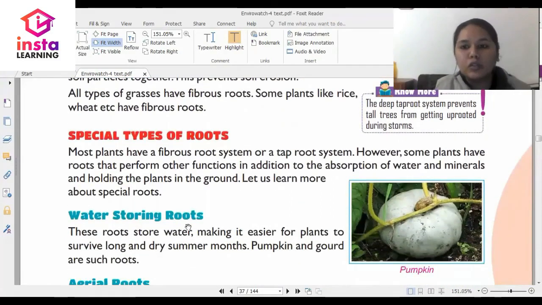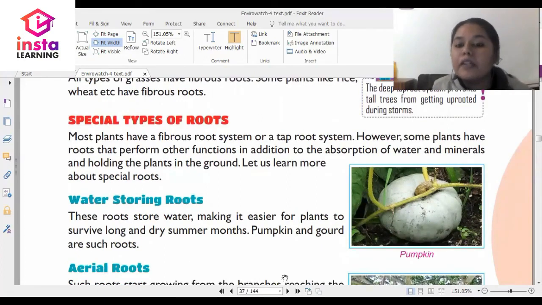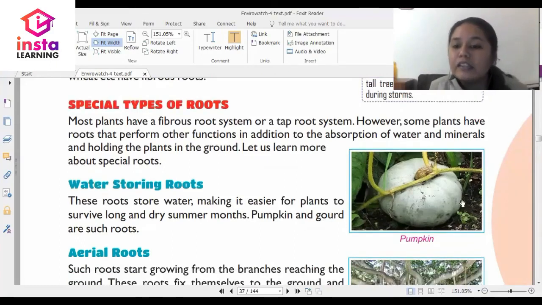You have water storing roots. So there are some roots whose main function is to hold water or to store water. These roots store water, making it easier for plants to survive long during dry summer months. Pumpkin and gourd are such roots. What is a gourd? Have you seen a locky? That's called a gourd. And so you can see pumpkin, this has the water storing roots.